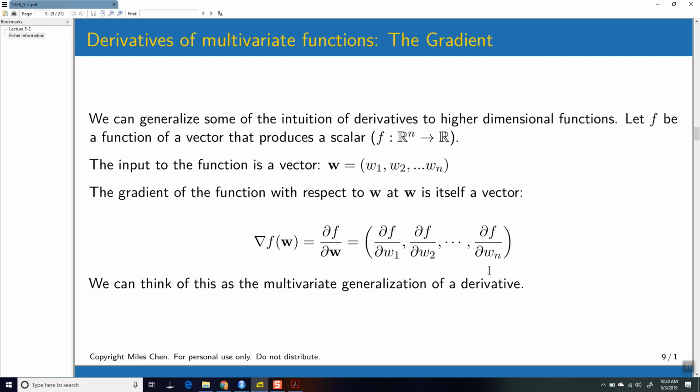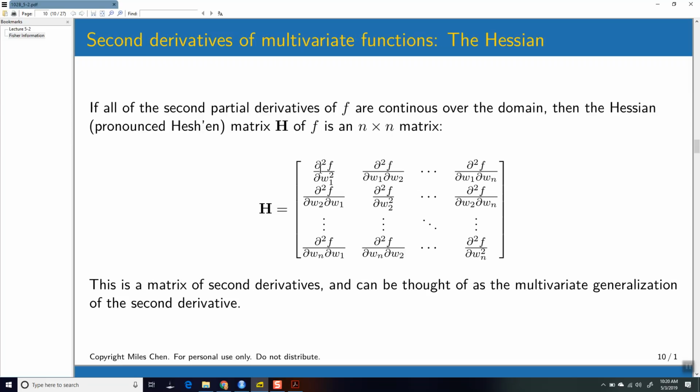So here's our gradient: it's the vector of partial derivatives with respect to each component in your vector. And then the Hessian is the matrix of all the partial partials, like the partial with respect to this and the partial with respect to that. It's the matrix of all the second derivatives, right?